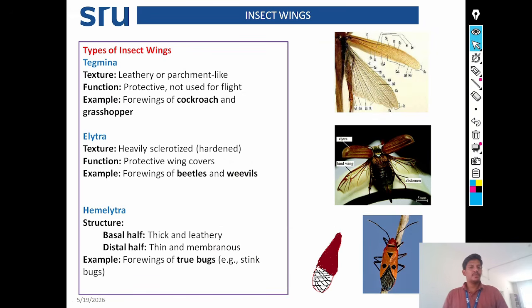See the types of insect wings. One, Tegmina. Example, the forewings of cockroach and grasshopper are the Tegmina type of wing. These are leathery or parchment-like wings. They are protective in function and not used for flight.